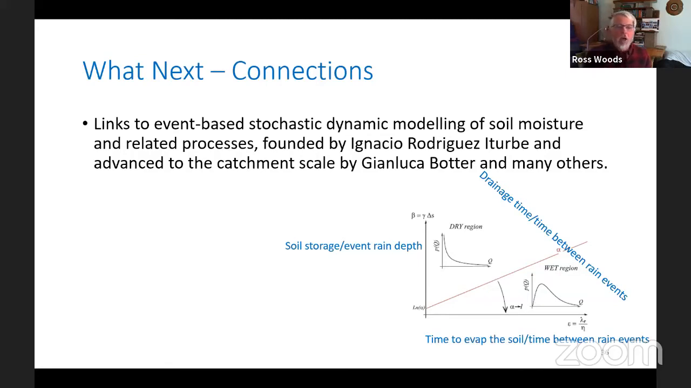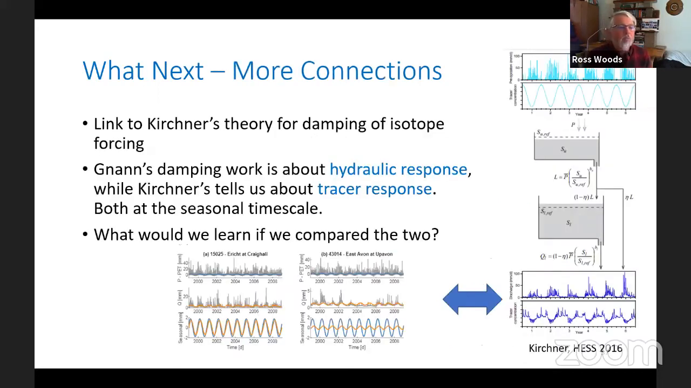So the work that Ignacio Rodriguez-Iturbe and, more recently, Gianluca Botter and his colleagues have done on stochastic dynamic modeling of soil moisture, I think there are definitely opportunities to link that with the sort of work that we've been doing here. I think there are also interesting opportunities to link what Sebastian Ganan has done on seasonal hydraulic response to the work that Jim Kirchner has done on seasonal tracer response.